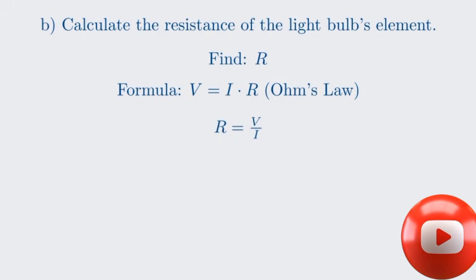So we've rearranged Ohm's law. Let's recap. R equals V over I. This is the formula we'll use to calculate the resistance. We're ready to substitute our values into the Ohm's law formula to find the resistance. Our formula is R equals V over I.